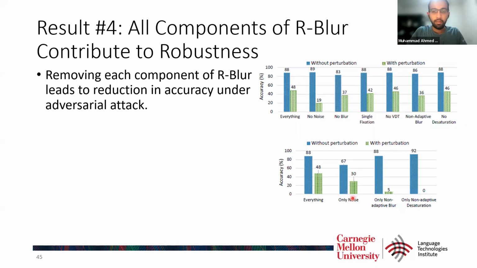Over here we isolated a few components. This corresponds to only adding Gaussian noise to the input and not doing any blurring. That is less robust than R-blur. If we do uniform Gaussian blurring, that is, we pick one Gaussian kernel and apply it to the whole image, that doesn't perform as well as R-blur. And if we only make the image grayscale, that has absolutely no impact on robustness. The robustness is non-existent in that case.